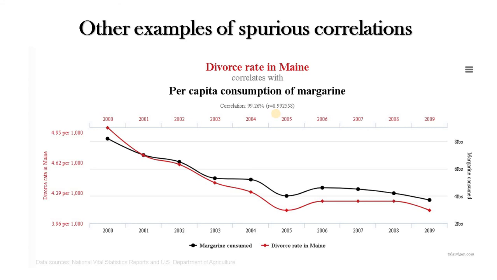So this is the main definition of spurious correlation and spurious relationships, and marketing managers, marketing researchers and data scientists must be aware of it.